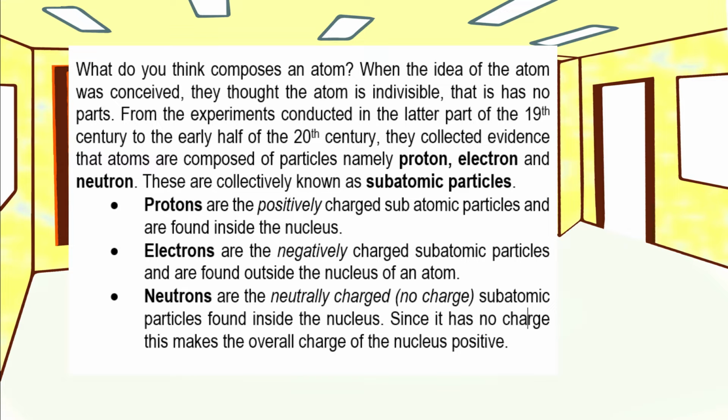Protons are the positively charged subatomic particles and are found inside the nucleus. Electrons are the negatively charged subatomic particles and are found outside the nucleus of an atom. Neutrons are the neutrally charged subatomic particles found inside the nucleus. Since they have no charge, this makes the overall charge of the nucleus positive.